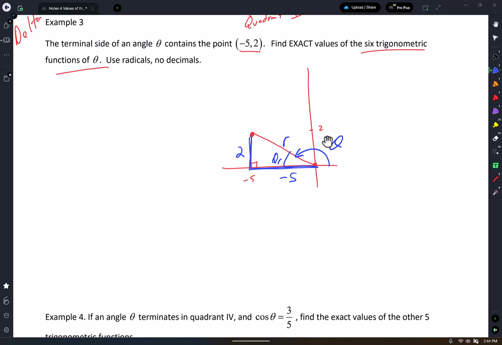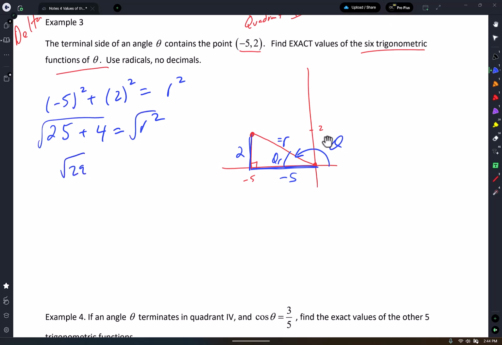So this is not a unit circle. This has a radius larger than 1. Negative 5 squared plus 2 squared equals r squared. Have I confused anyone? I'm just doing Pythagorean theorem, guys. Negative 5 squared is 25. 2 squared is 4. And that gives me my r squared. You don't want r squared. You just want r. So square root of 29 equals r. So I'm going to write this as square root of 29.